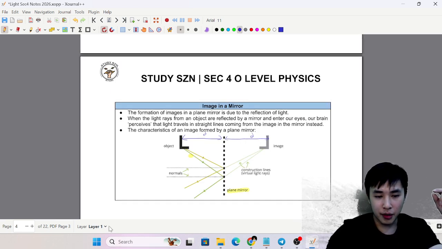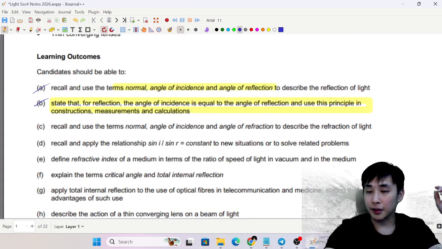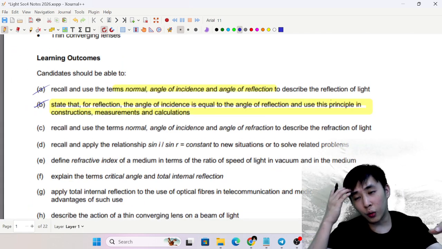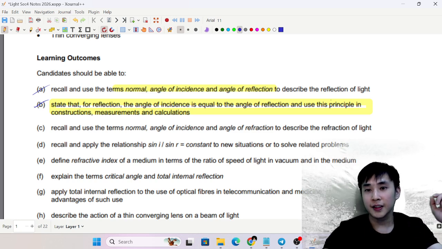So we are pretty much done with the very first few learning objectives A and B. In the next video, I'll walk through the next few learning objectives about refraction instead.